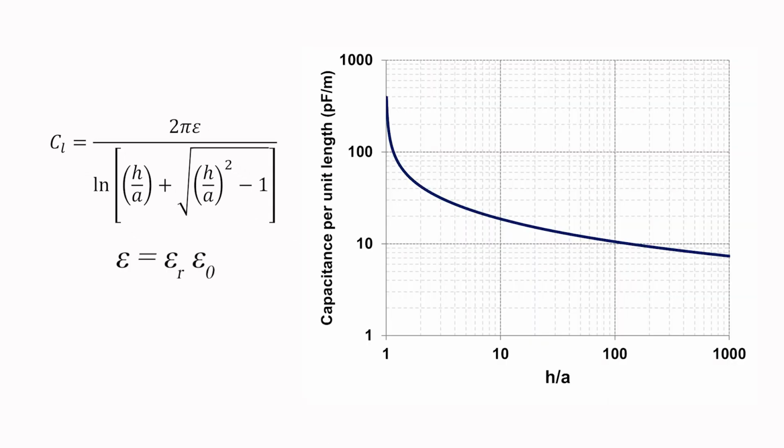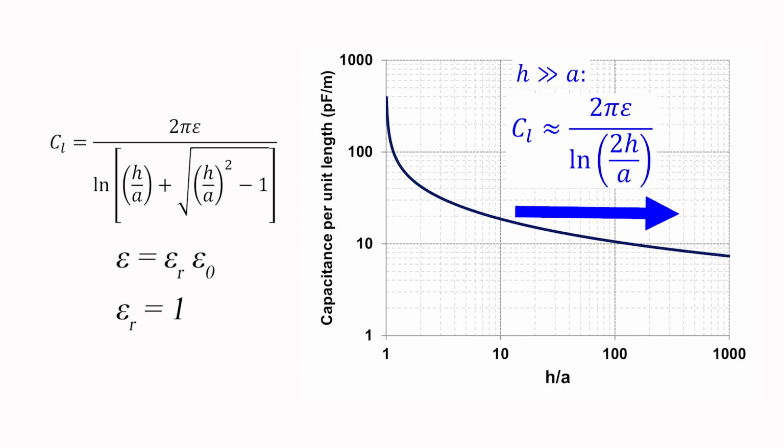Here's a graph of that expression for a dielectric constant of 1, because most of the time it will just be air between the wire or cable and the ground plane. As expected, it looks a lot like the graph for parallel wires, but with twice the magnitude. When h over a is more than about 10, the logarithm argument simplifies to 2h over a, and due to the logarithmic relationship, the capacitance does not change much and is typically on the order of about 10 picofarads per meter. This is a good ballpark estimate to use for wires or cables that are some distance from a ground plane or structure.